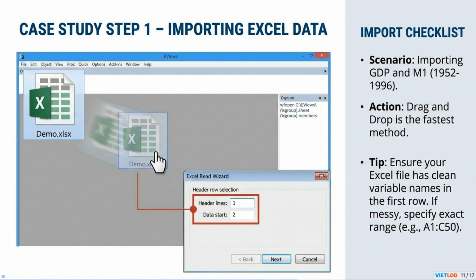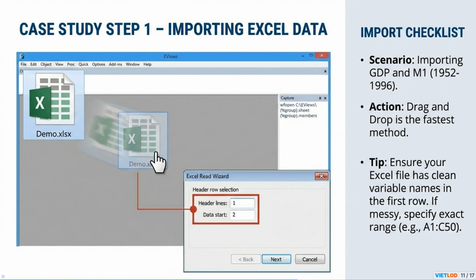Now let's put this all together in a practical case study, starting with importing data from Excel. Our scenario is to import GDP and M1 money supply data from 1952 to 1996 from an Excel file. The fastest and easiest action is to simply drag and drop the Excel file onto the EViews workspace. EViews will then launch the import wizard.